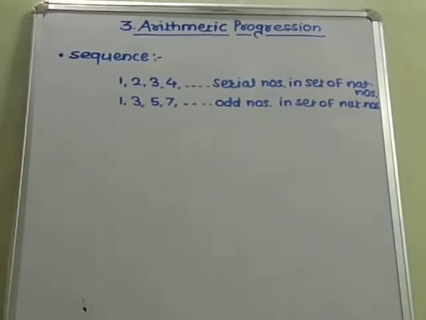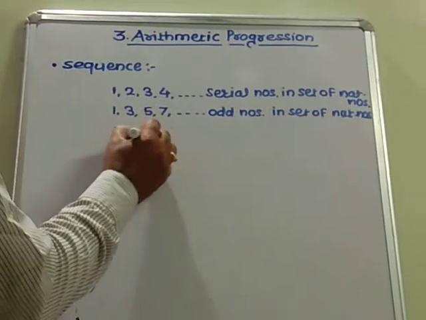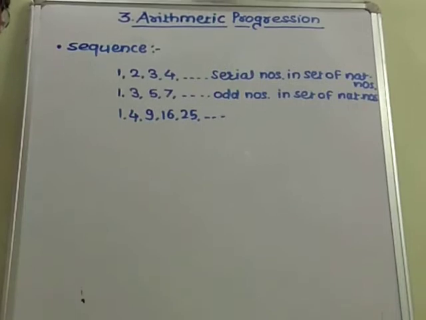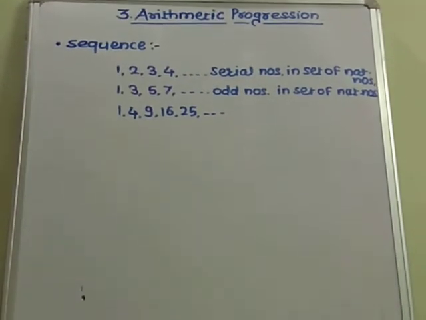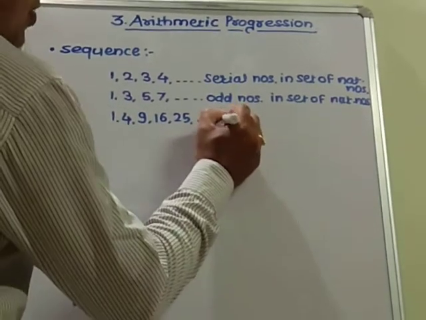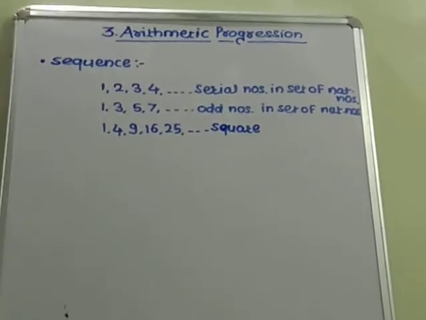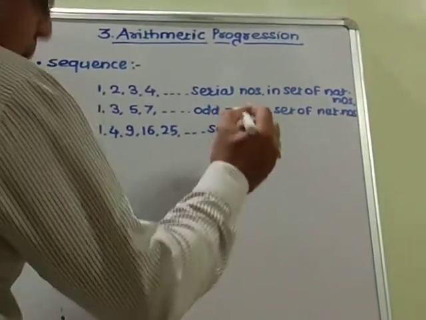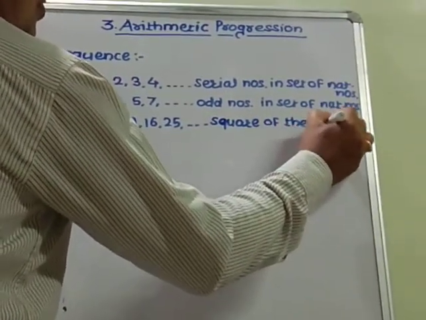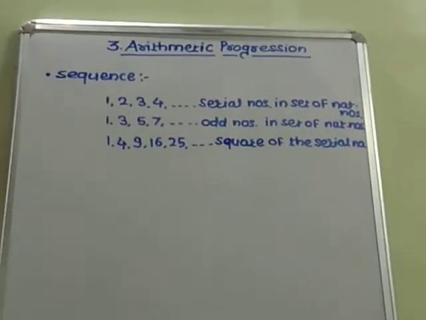Then 1, 4, 9, 16, 25. What is this? The squares of the serial numbers in the set of natural numbers.